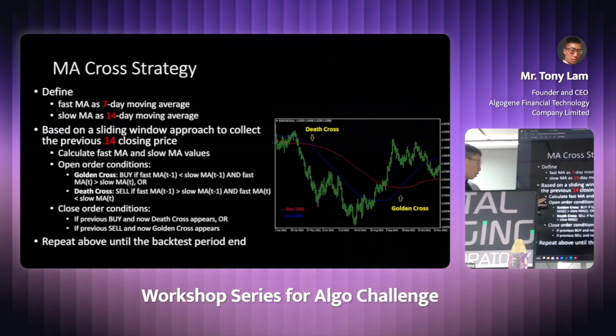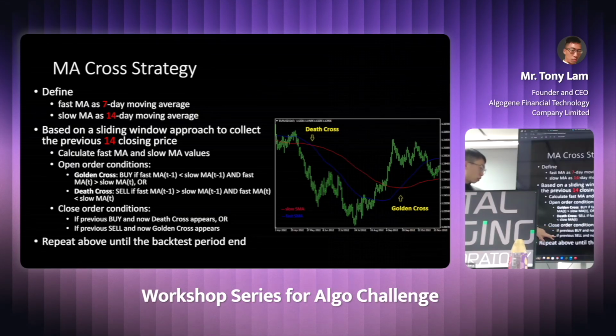So this will be our order entry. And then for order close, we simply check whether we have a reverse signal. Let's say if we previously opened a buy position at a golden cross, but now a dead cross appears, then we will close our position.